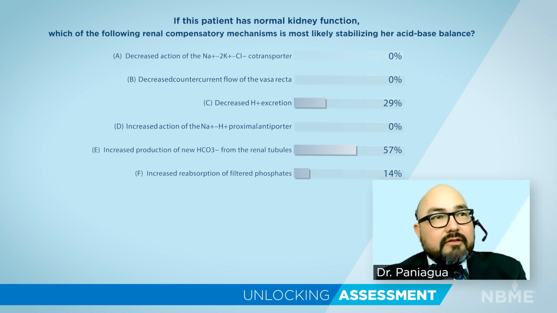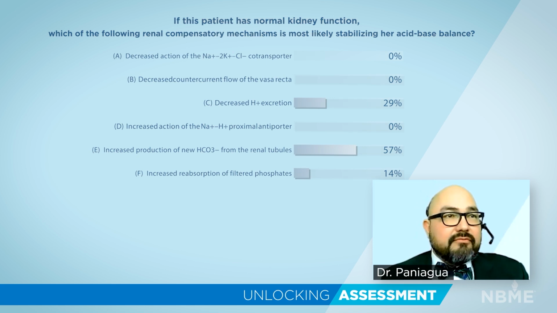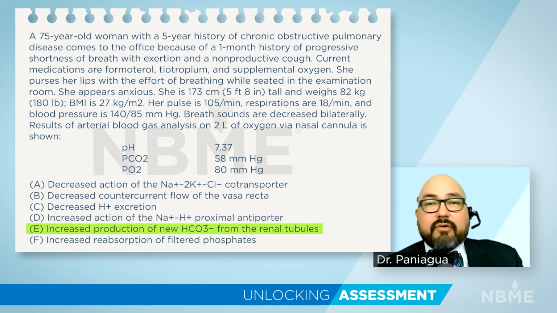Everybody's answer is in. It looks like most folks went for E, increased production of the new HCO3 from the renal tubules. We had a few folks go for C and for F. And the key correct answer is E, increased production of new HCO3 from the renal tubules. So any students want to weigh in on how seeing the option set may have changed things?